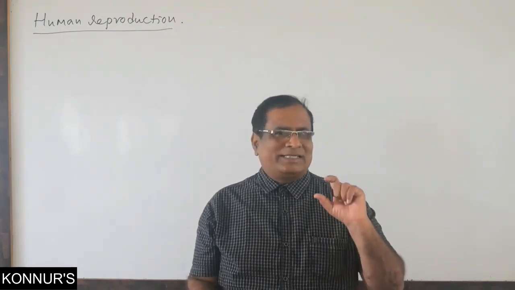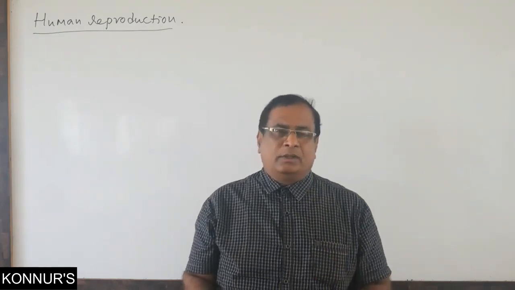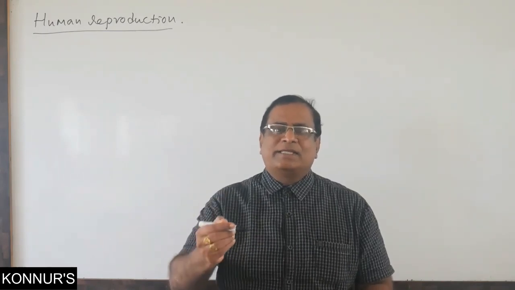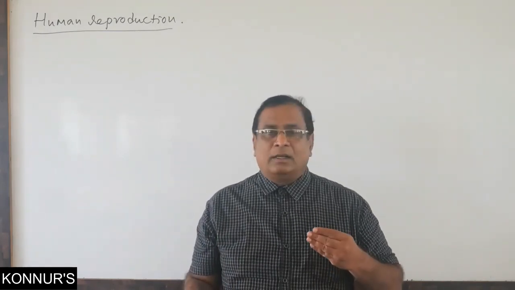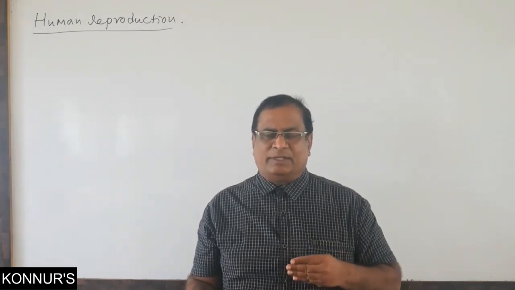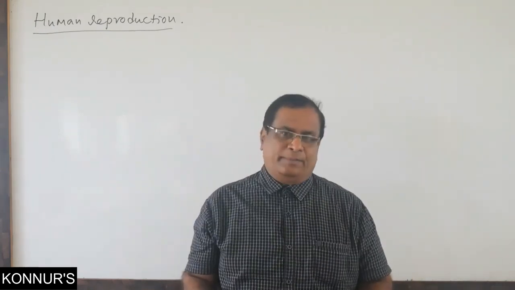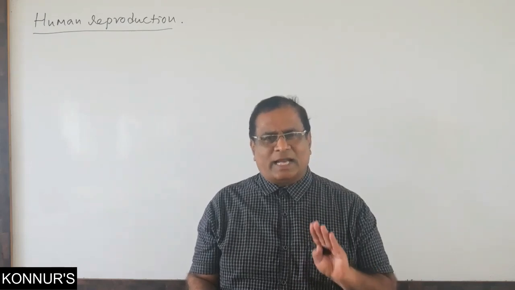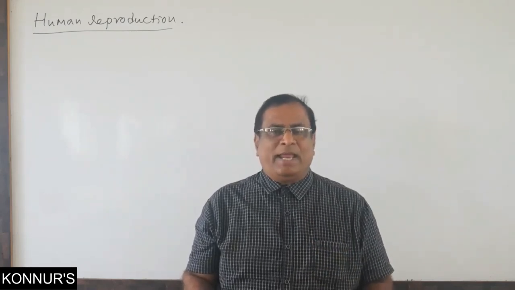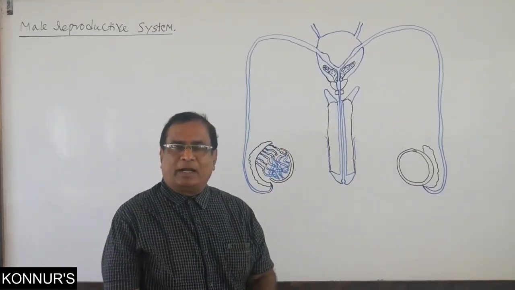And finally, the post-fertilization events: how that single-celled zygote becomes an embryo. We also have to discuss the events during the pregnancy period. What developments do we find in the first month, third month, sixth month, and ninth month? These are all the things that we are going to study here in human reproduction. First, let us start with the male reproductive system. This is the structure of the male reproductive system.